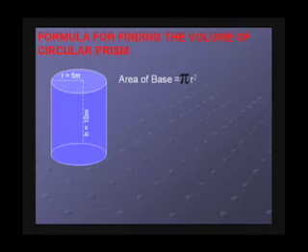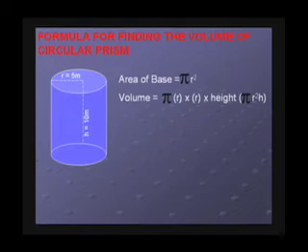And if you remember in previous classes, we said the area of a circle can be found by multiplying the radius squared by pi. Therefore, the volume can be found by multiplying the area of the base times the height of the circular prism. The formula therefore reads pi r squared h.